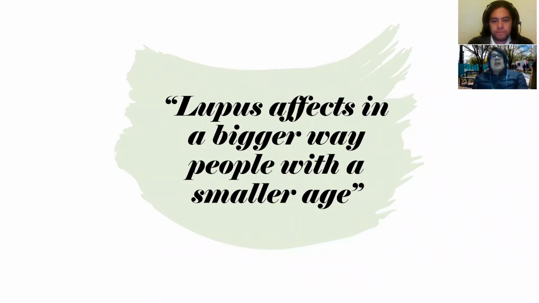Lupus affects people with a smaller age in a bigger way. With this hypothesis, we think that lupus in general affects the distribution with lower age. All of our distribution is focused on teenagers and people of a small age, around 10 years to 22 or 23 years. This is the range of years.